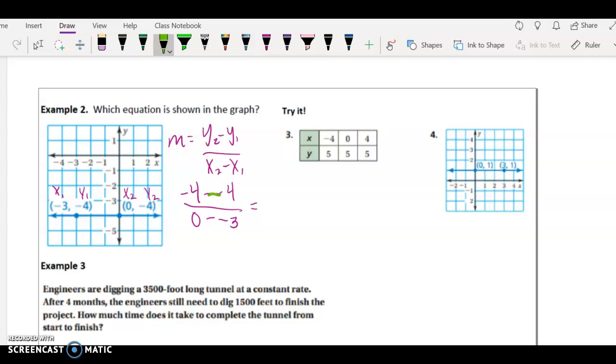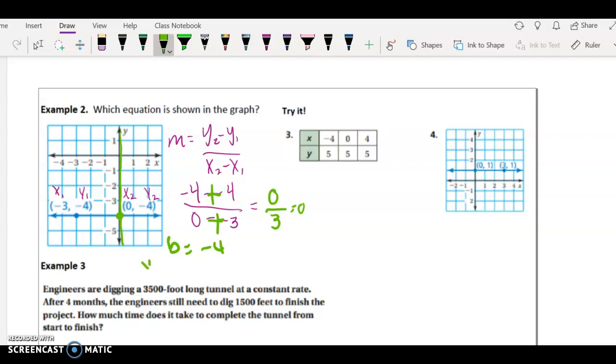Remember, minus and negative turns to a plus. So -4 plus 4 is 0. 0 plus 3 is 3. So my slope is just 0. Then we need to find our b term, which is where it crosses the y-axis, which is at 0, 1, 2, 3, 4. So -4.